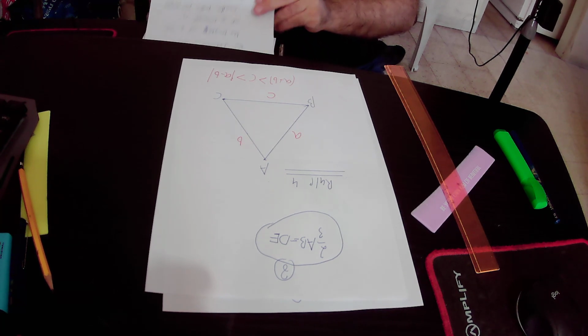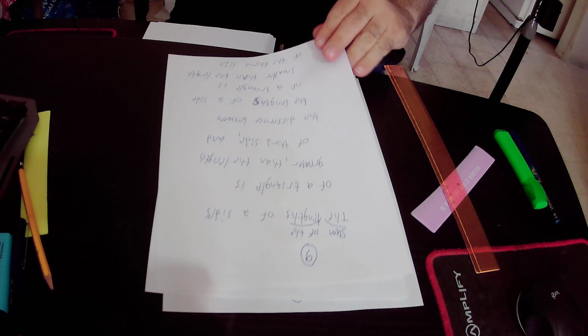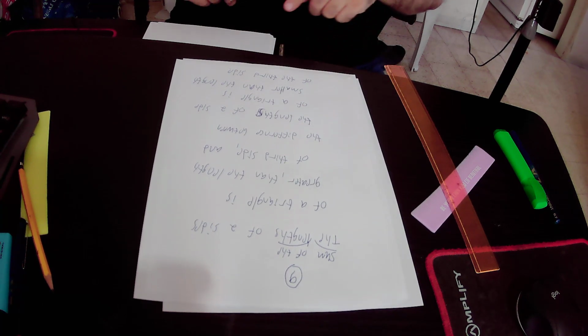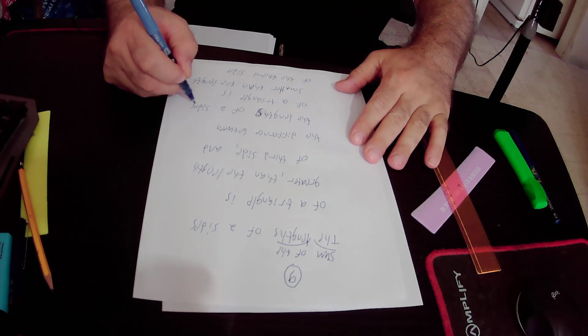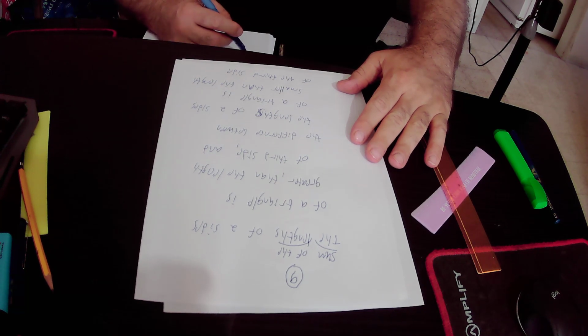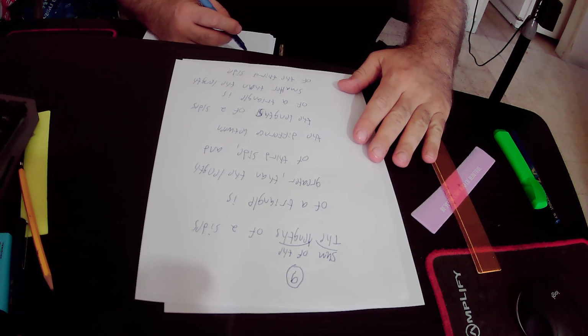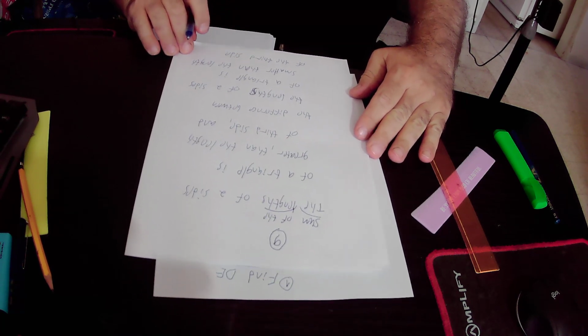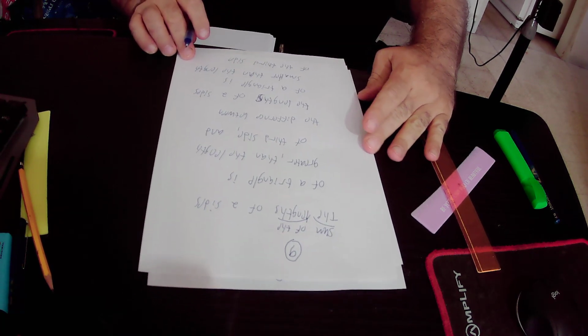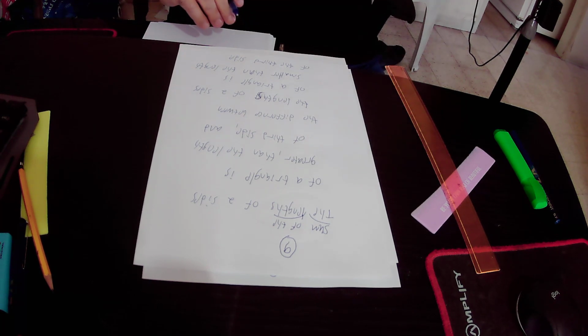I will read the second part of the rule again. The second part of the rule is that the difference between the lengths of two sides of a triangle is smaller than the length of the third side. Okay? So, I will read the rule again from the beginning to the end.